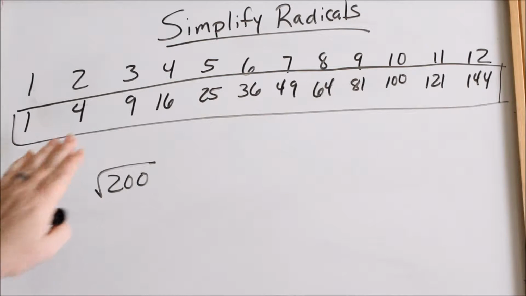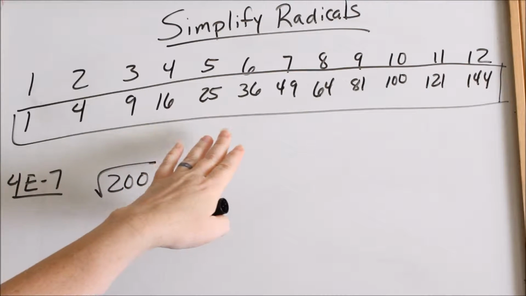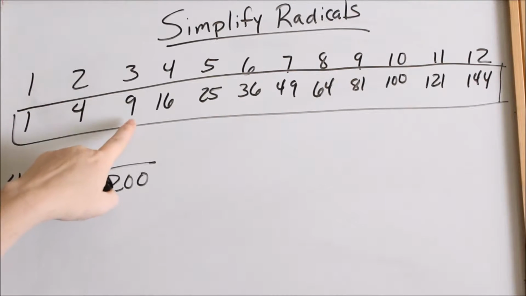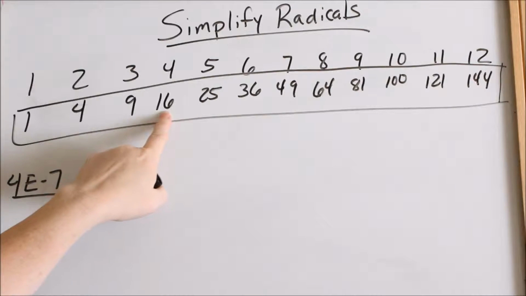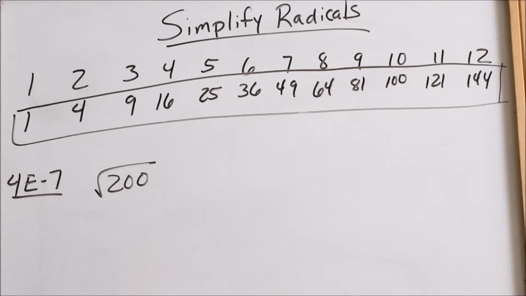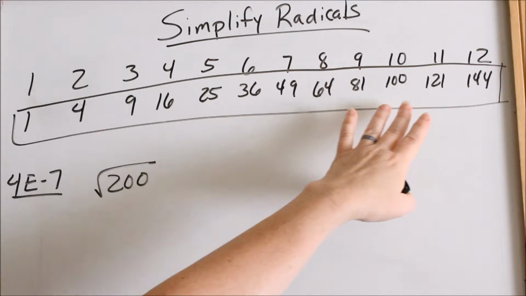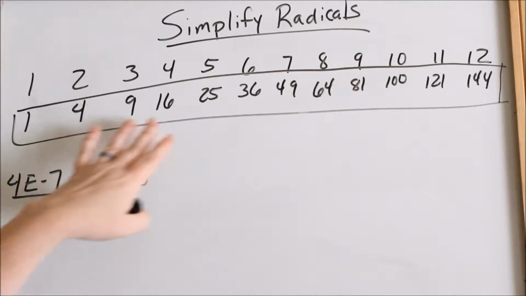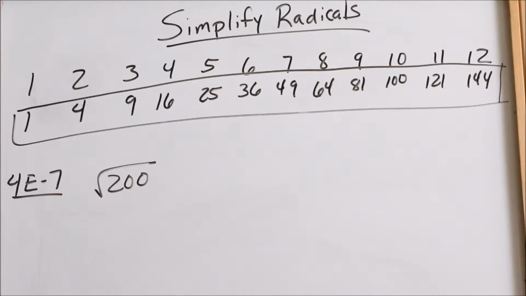All of these numbers in the box are called a perfect square. If you took the square root of each one of them, you would get a whole number. Square root of 4 is 2, square root of 9 is 3, square root of 16 is 4, and so on. Square root of 64 is 8, square root of 100 is 10. These are all perfect squares. When you take the square root of them, you get a whole number. We are going to use these numbers to help simplify radicals.